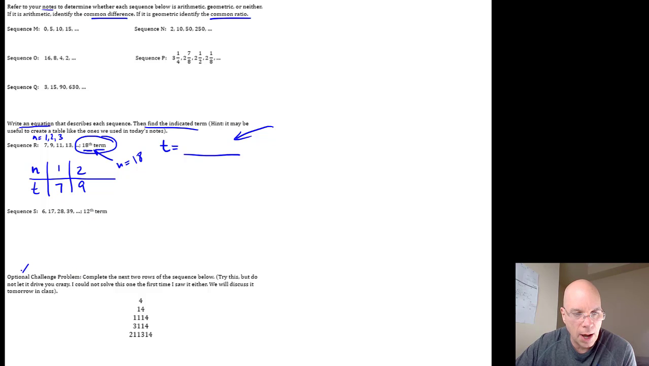This one is truly optional. I'm going to tell you a story about this one on the next Nearpod, but the first time I saw this problem, I spent almost an entire day trying to figure it out, and I could not figure it out. But I'll tell you a little story about that on the next Nearpod. But just know, if you want to try this sequence, try it, but don't let it drive you nuts. Students have solved it. So if you're up for a challenge, you're looking for something fun to try, that's a good challenge.